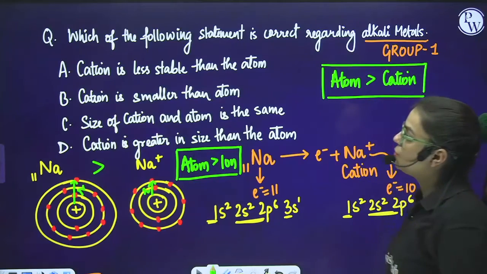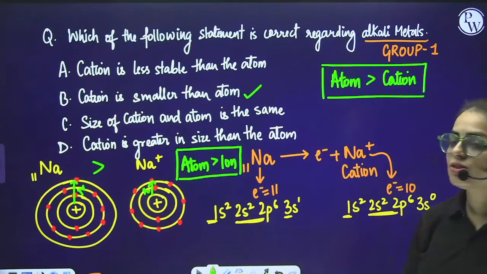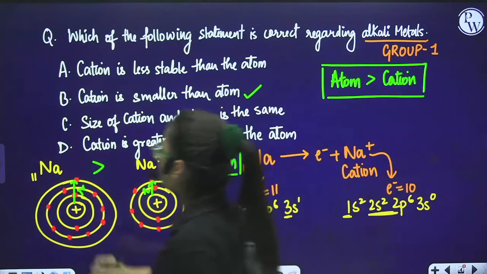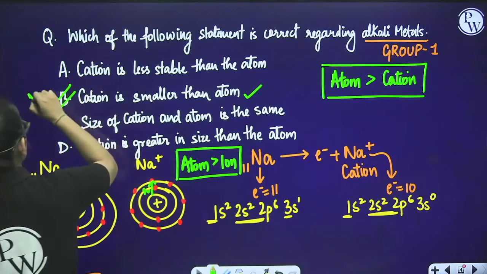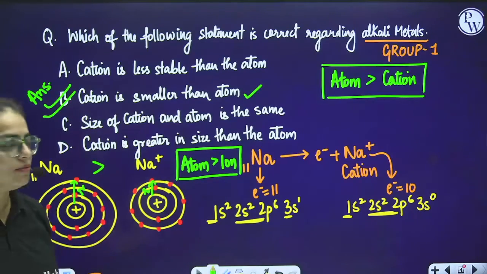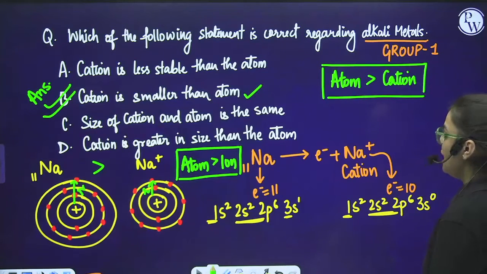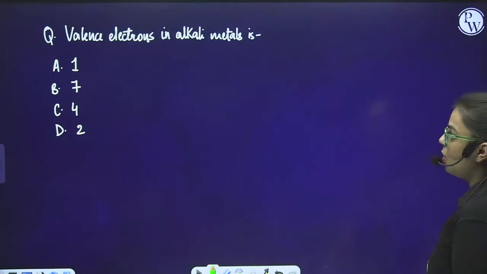So among the following, which is the correct statement? Cation is smaller than atom? Yes, ma'am. The answer is going to be option B, that cation is basically smaller than the atom. Clear everyone? Simple, easy question. Okay. Let's move on to the next question now.